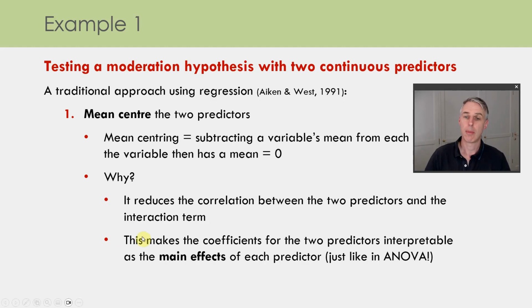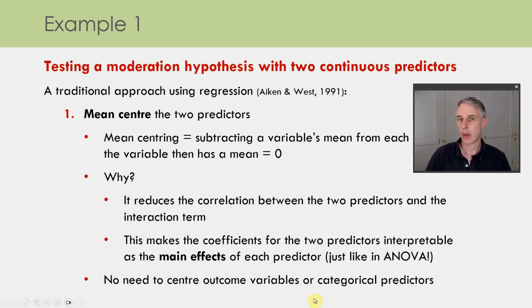And what this does in practice is make the coefficients of those two predictors in the model output interpretable as the main effects of each predictor, much like you would read them off as main effects when you had a two-way analysis of variance. You would have two main effects there, and you would read them off as main effects. Mean centering the two predictors when they're continuous allows you to do something similar.